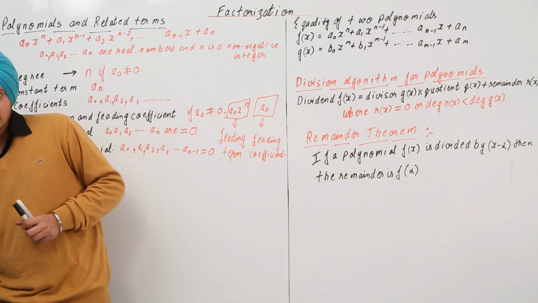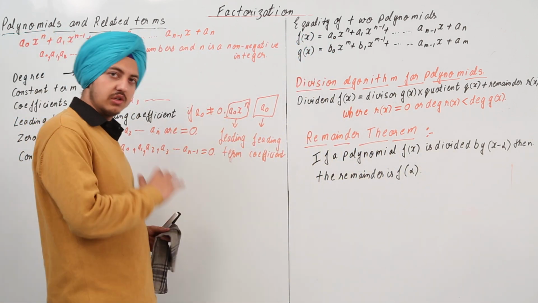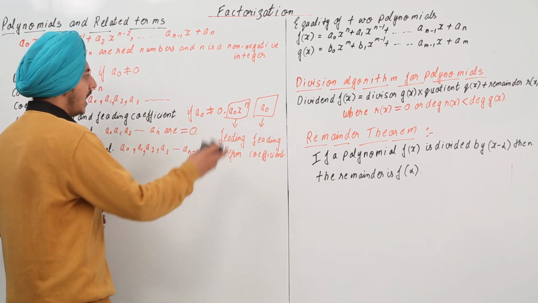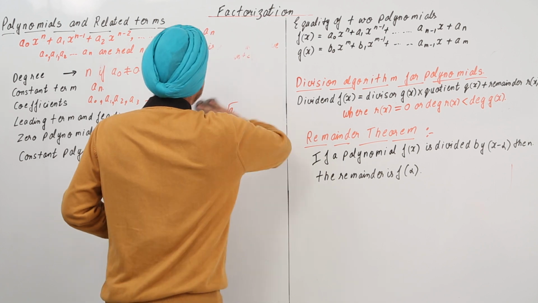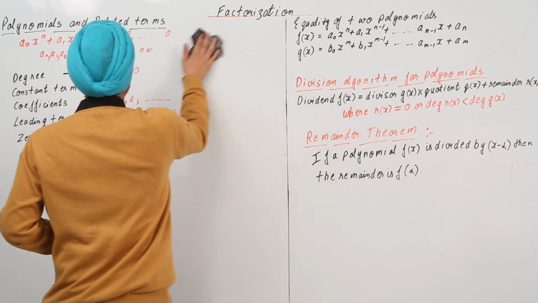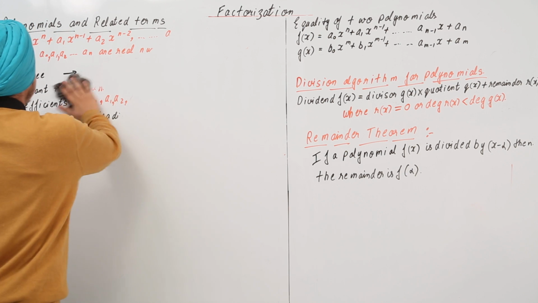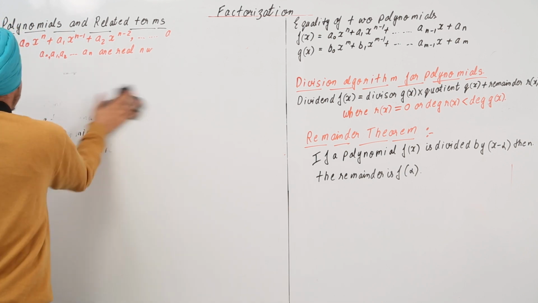Now I'm erasing this video. If you have to check it again, just rewind the video and go through it again. I hope you've noted it all down, right? Now I'll be giving you a few examples of polynomials. Just hold on for a bit.